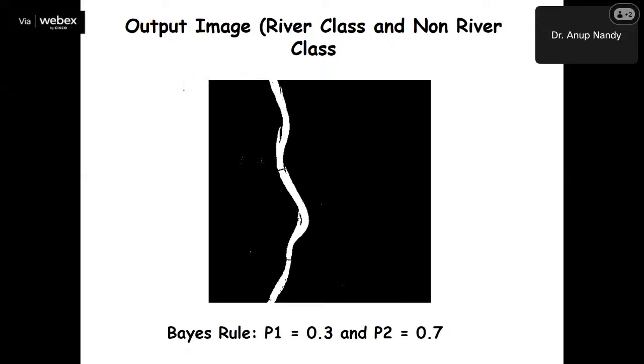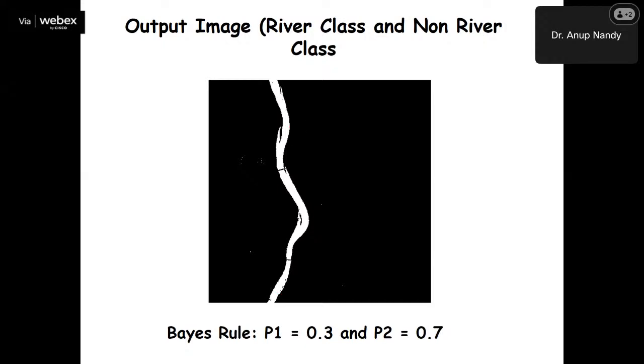Okay, so we have started with this same image size, 512 into 512, and you can also get these output images at 512 into 512. So total, how many images are you going to get? I am going to get 3 different output images. This output image is called the river class.